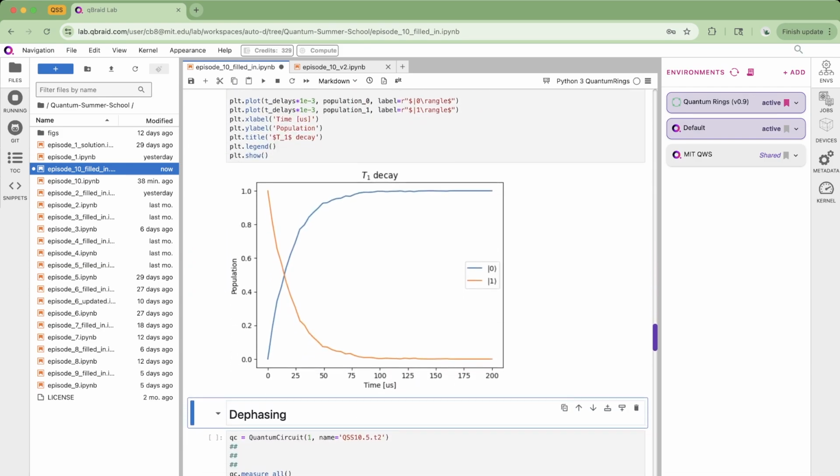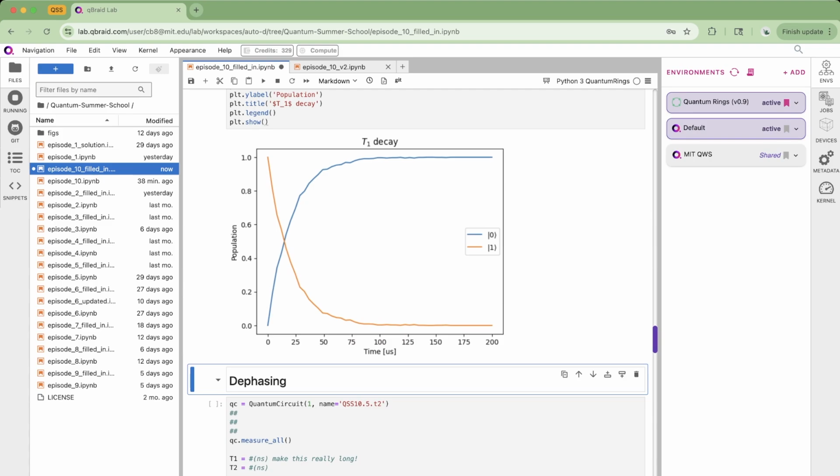So we get something that looks like this, where we start off in the 1 state, and the population of the 1 state drops and decays down to nothing, and the population of the 0 state grows. And this can be fitted with an exponential, and the function describing this would be e to the minus t over T1. And when t equals T1, we've decayed to 1 over e times the original value. And that's why it's called the characteristic time.